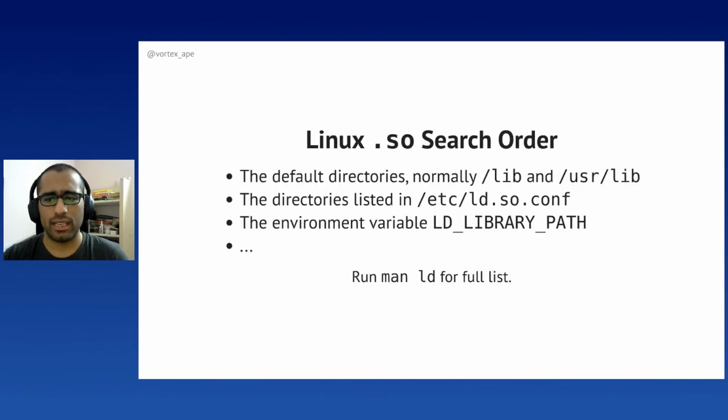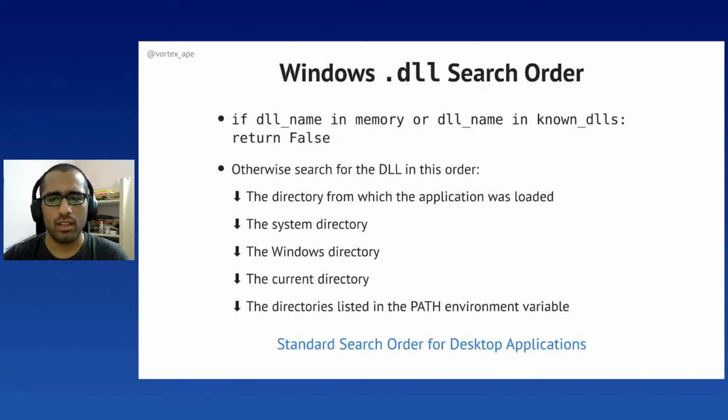ld first looks into one of the default directories, then looks at all the directories listed in its config file, then looks at any paths in the LD_LIBRARY_PATH environment variable, and so on. You can check out the full list on its man page. On Windows, shared libraries are called DLLs, or dynamic link libraries, and have the .dll extension.